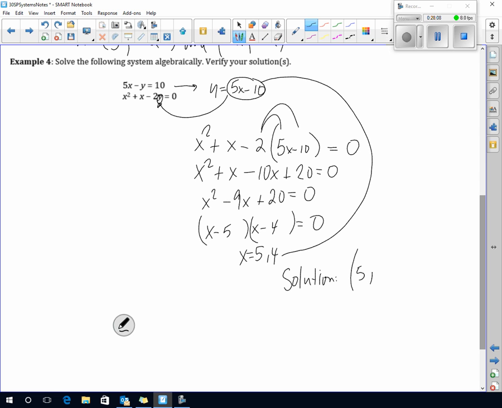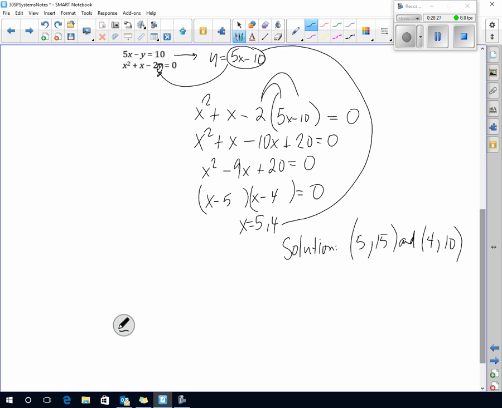Okay, so now I'm going to show you how I'm verifying my solutions. This is how you guarantee yourself 100%. I need to substitute this coordinate into both equations, right? So this is the verify. Okay, so 5 goes in there. I get 5 times 5 minus 15. Does that equal 10?